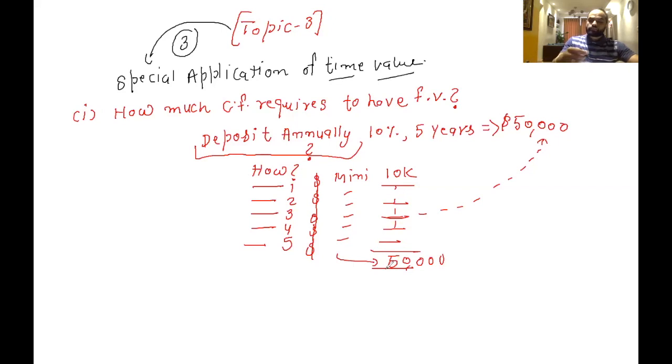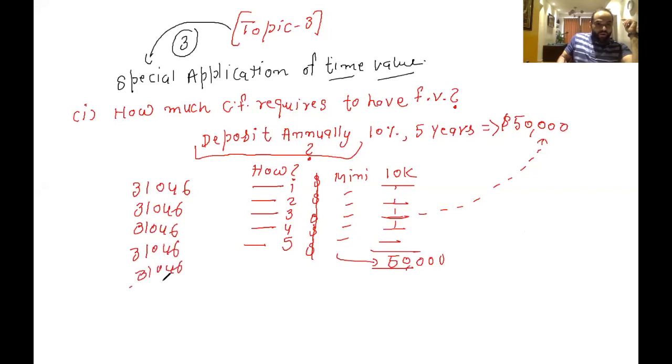Anybody, any idea? You said 31,046. So every year you have to deposit 31,046, then 31,046. That's what you mean. So it's going to be way more than 50,000. Someone said 6209. No, 6209 is not the right answer.